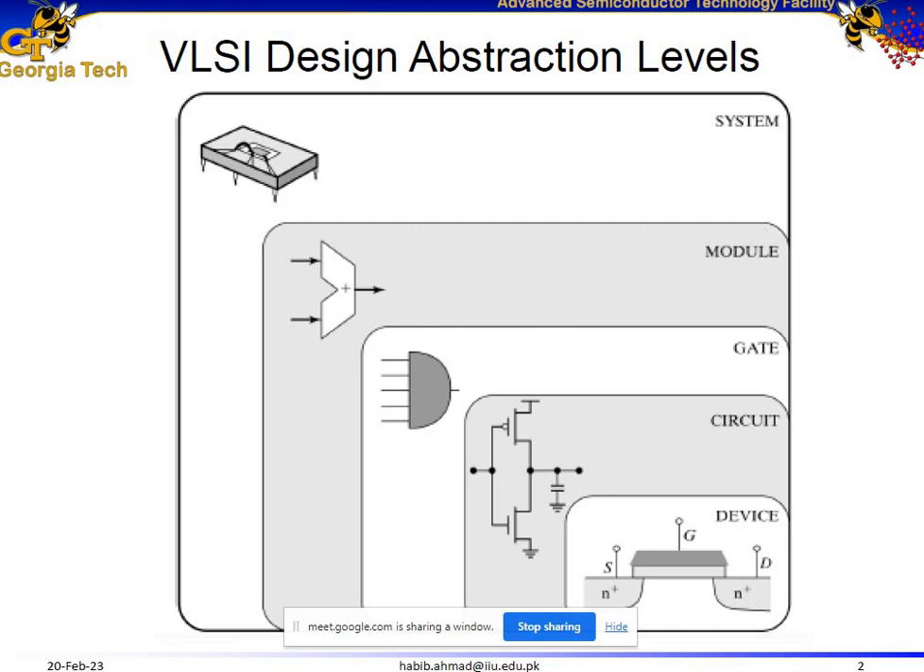And then different devices would combine to form circuits. Could be an inverter. Then different circuits combine to form gates. Could be AND gate, could be NOR gate, etc. Then different gates combine to form modules, for example, adder, subtractor, etc. And different modules combine to form system. Examples of systems are microprocessor and memory devices. Predominantly in this course, we are going to focus on devices.